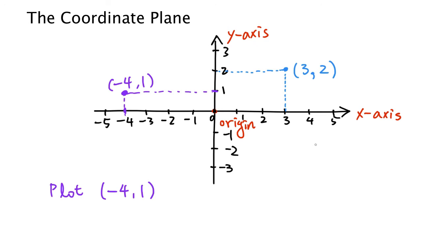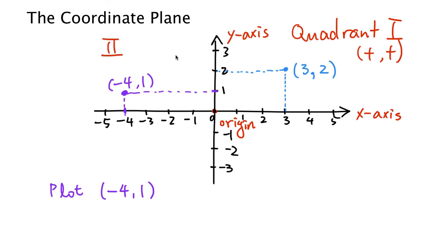Now, if you look at the coordinate plane, the xy axes divide the whole plane into 4 pieces. The part of the plane over here is called quadrant 1. This is the place where every point has positive x-coordinate and positive y-coordinate. Now, this part of the plane is called quadrant 2, or the second quadrant. If you look at the points on this part of the plane, the x-coordinate is negative and the y-coordinate is positive.